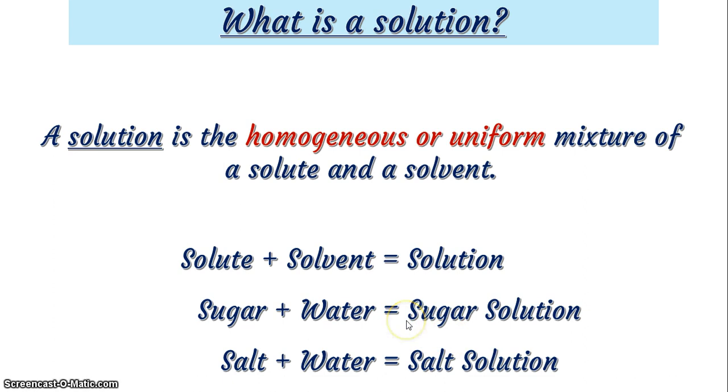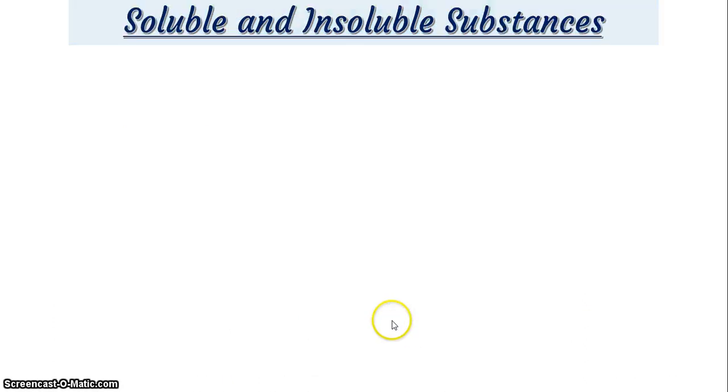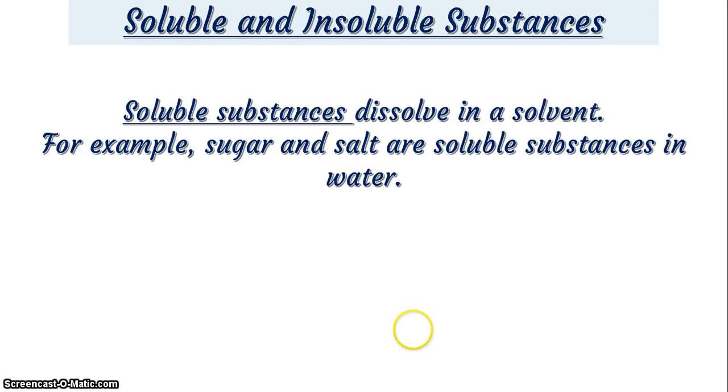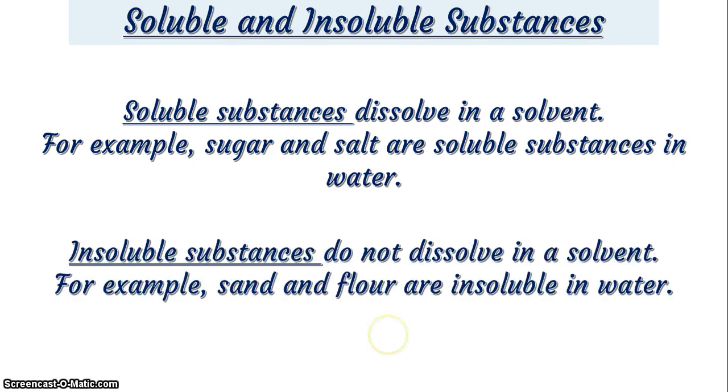So this takes us to another very important aspect: soluble and insoluble substances. If a substance is soluble in a solvent, it means it dissolves in the solvent. So soluble substances dissolve in a solvent. Okay? For example, sugar and salt are soluble substances in water. Now, the opposite of soluble is insoluble. So, in other words, insoluble substances do not dissolve in a solvent. For example, sand and flour, or baking flour, are insoluble in water.